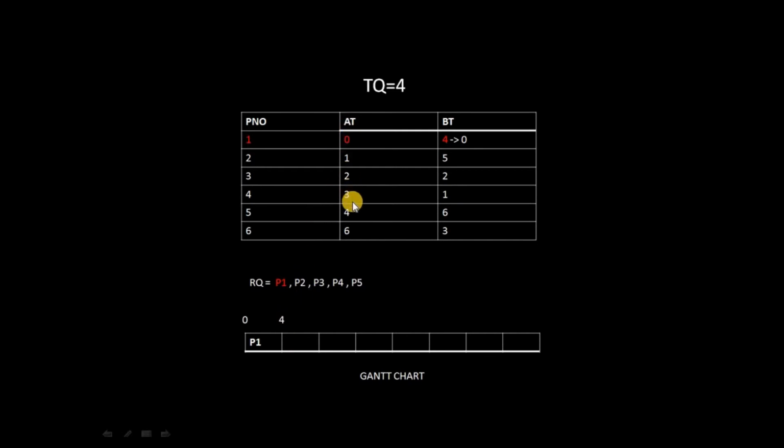So what is the arrival time 4 for, which process? The process number 5 arrives in the request queue with the value of 4. So this process will be added to the request queue.